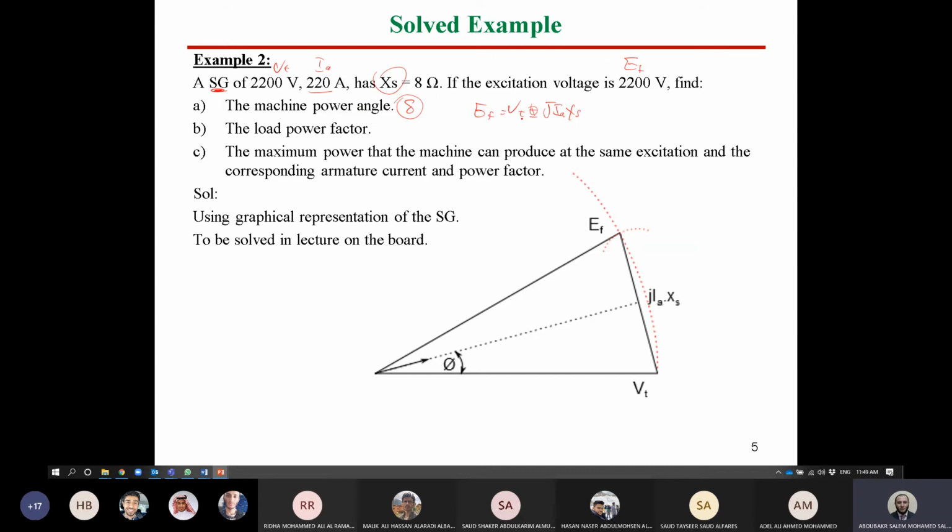In terms of angles, we have EF as a magnitude, so if we assume that this is a line value, we can say now 2200 over square root of 3 at angle delta, which is not given, equals V terminal, which is the same value, 2200 over square root of 3 at angle 0, plus jXS. XS is given as 8, so j8 multiplied by 220 ampere at angle phi, as the power factor is not given, so phi is unknown. So how can we solve this equation to get delta? It's impossible, right or wrong?